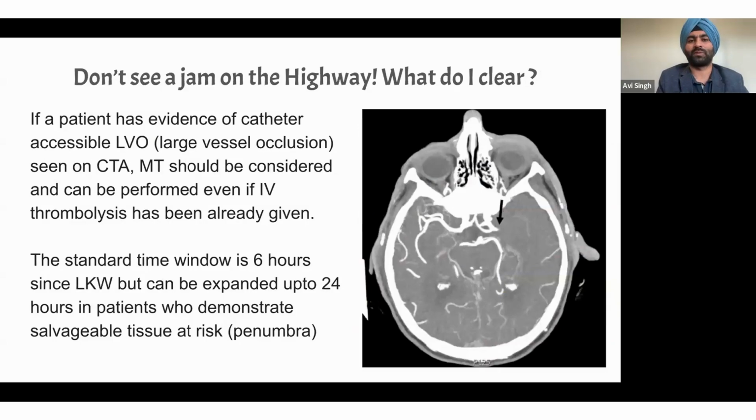This was a concept that was built on the commonsensical concept that if you do not see a jam on the highway, there is nothing for you to clear. Hence, understanding a CTA is important to identify a large vessel occlusion, which is, of course, then important to potentially go after the vessel to remove the occlusion. And this was a concept that was very beautifully received by the students, even if they were medical students year one.